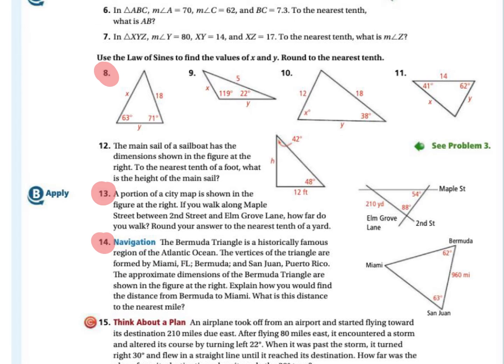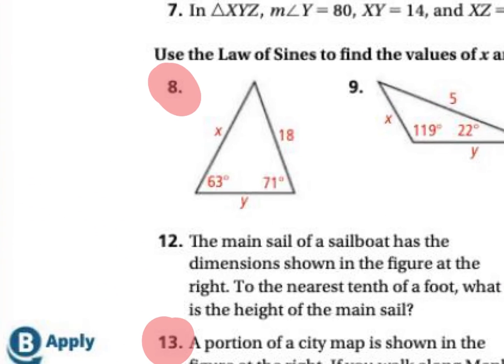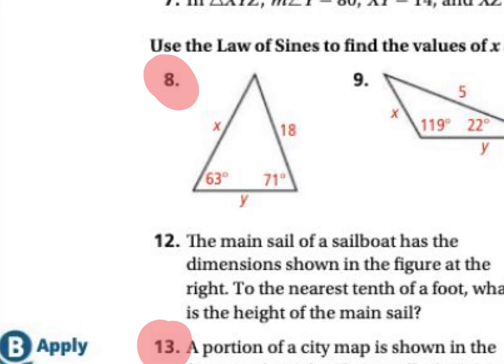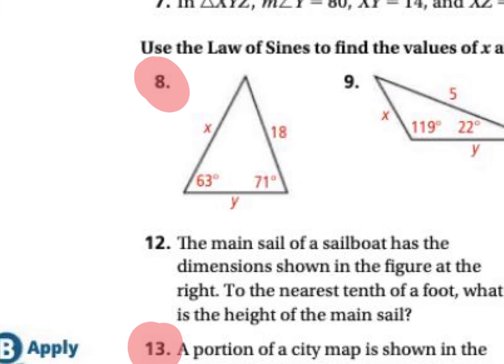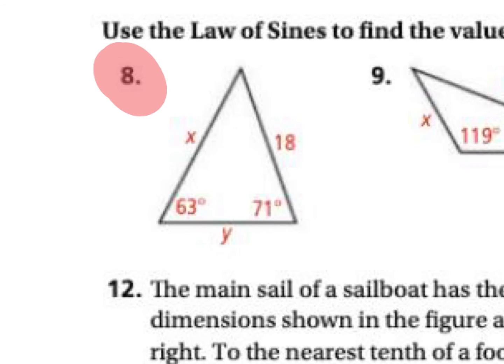Okay, so if we're gonna find x and y, first of all, to find y, you need more information if you're gonna use the law of sines. Do you know what that other piece of information is? The third angle, right. So if I have 63 and 71, you're just gonna go 180 minus 63 minus 71 is 46. Okay, so we're gonna set up law of sines twice.